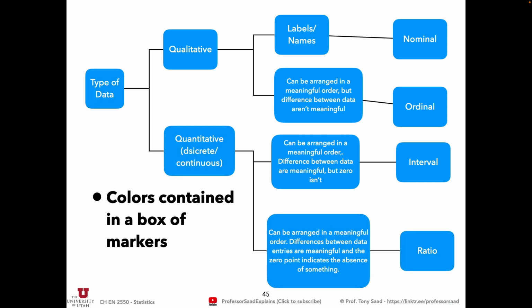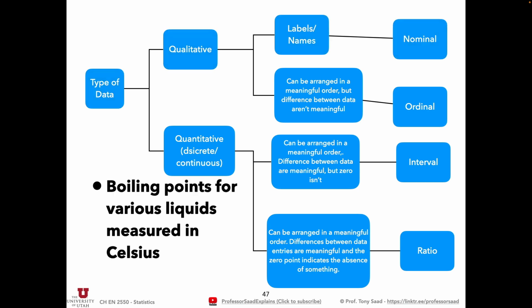Okay, let's do this one. Colors contained in a box of crayons or markers. Nominal. Okay, it's nominal. So it is qualitative. It has a name and label, but doesn't have a specific order. So you can't say, oh, red must come before green. No, it's an arbitrary decision, right? So it is just a nominal type of variable.